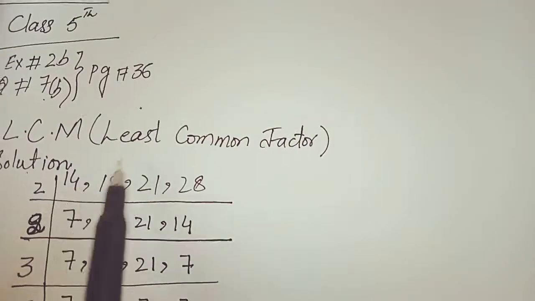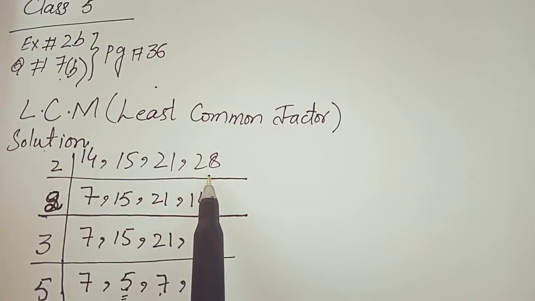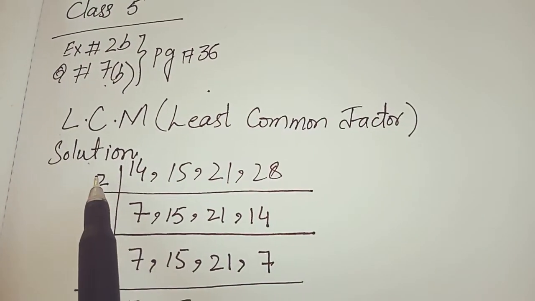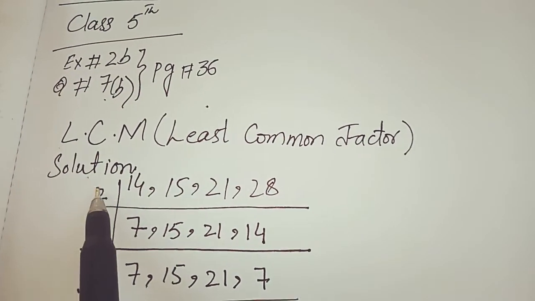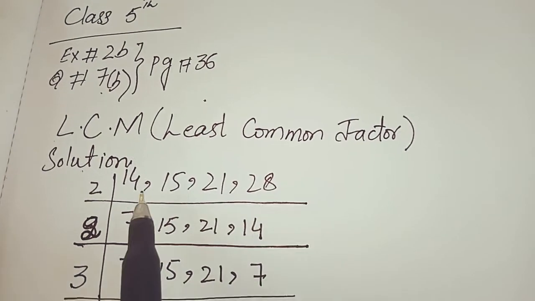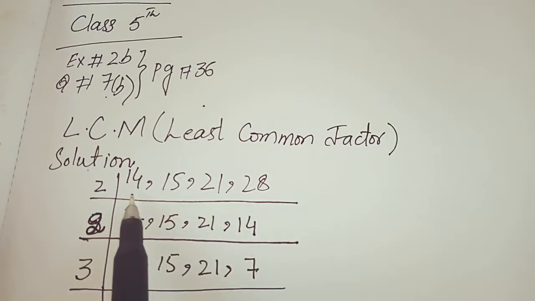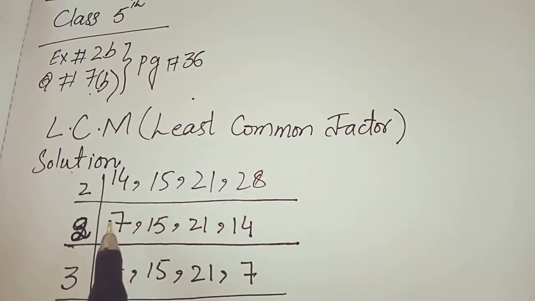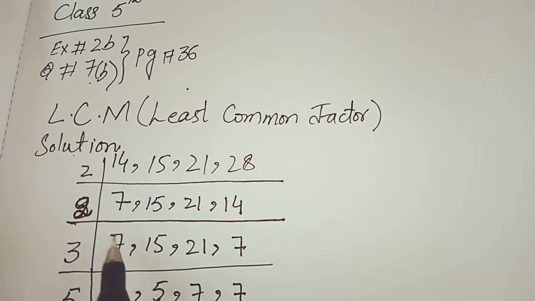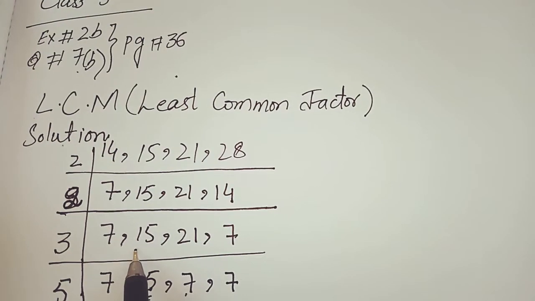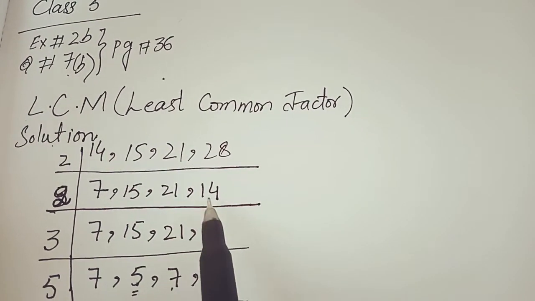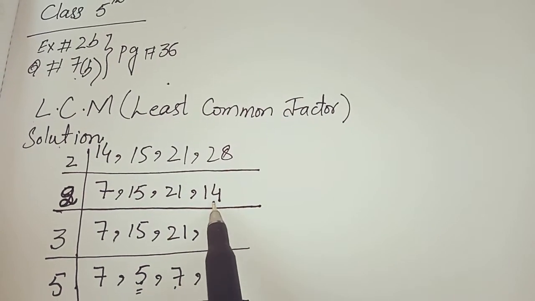After writing the LCM, you have to write all these numbers, and then we have to divide them on the first table. You can divide them on the table through which they can be divided. If not, then no problem. You can start from 2. 2 sevens are 14, 2 14s are 28. Then again by 2, 7 will not be divided, 15 will remain the same, and 21 will also come as it is. So 2 sevens are 14.